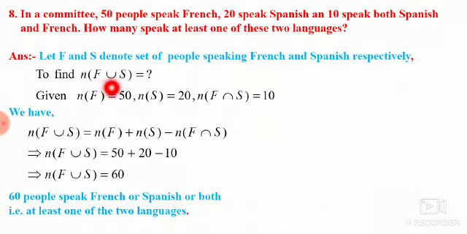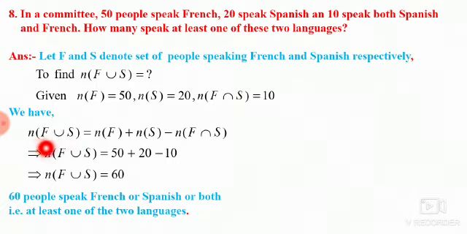It is the number of people who speak French or Spanish or both. Given that the number of people who speak French is 50, who speak Spanish is 20, and who speak French and Spanish is 10. This is a very simple example.